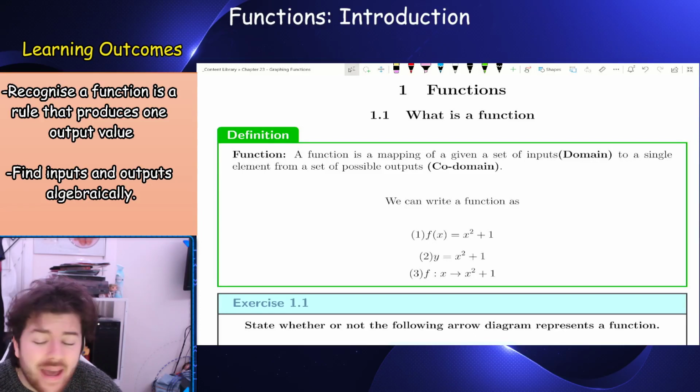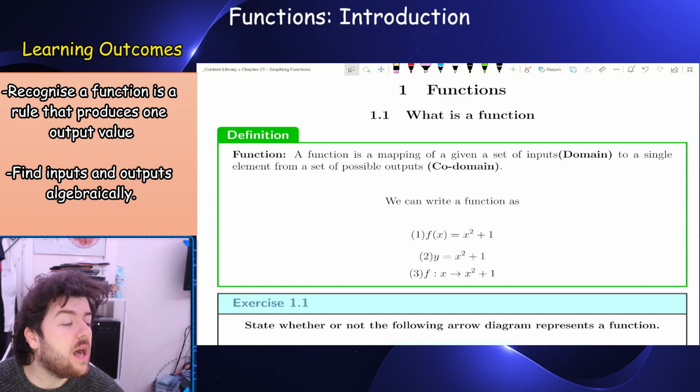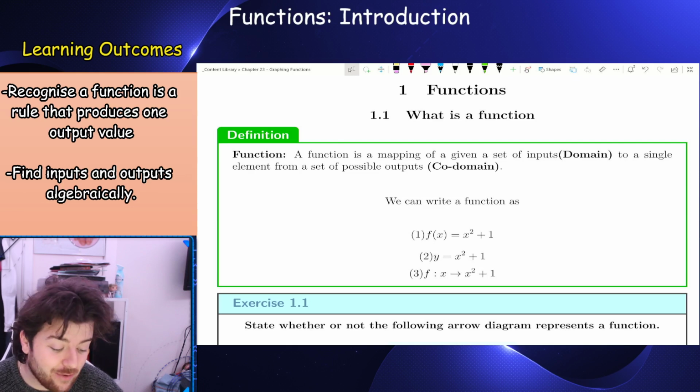Hello everyone! Okay, so today this video is going to serve as a brief introduction to functions. So what is a function? I'm so glad you asked.